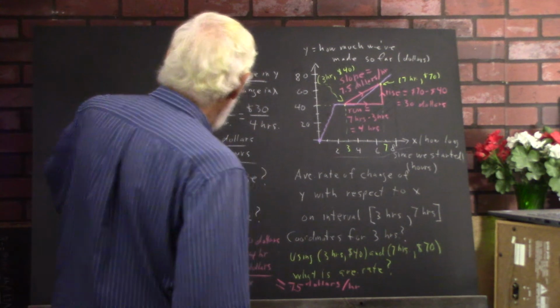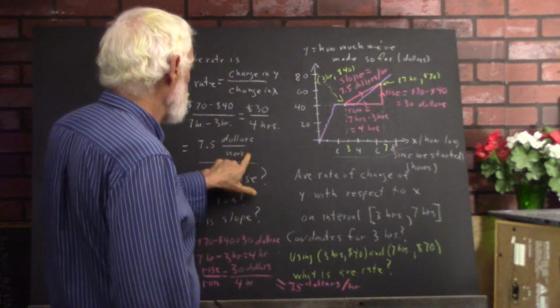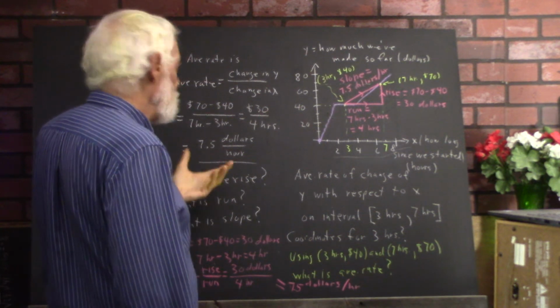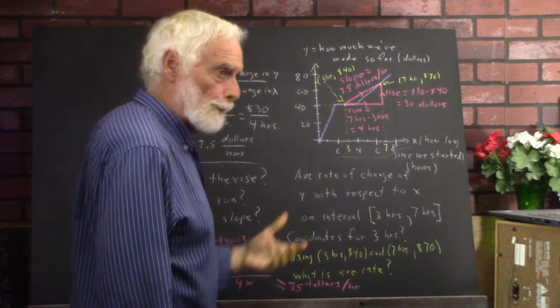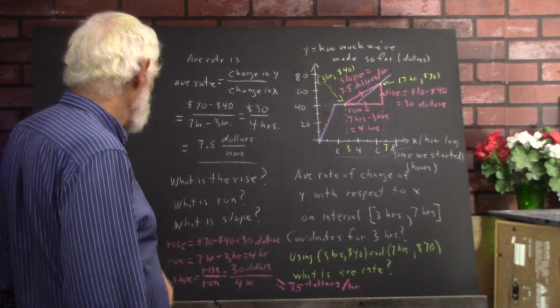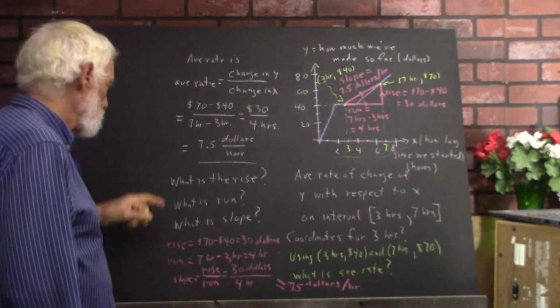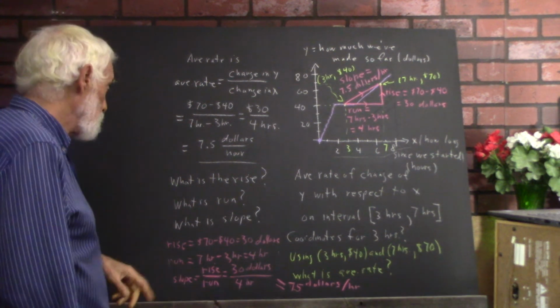Okay, and that comes out to $7.5 over hours, and we usually just call that $7.5 per hour. That's something you can easily relate to. Hopefully you make more money than that, but a lot of people don't, especially people who are working part-time and in school.